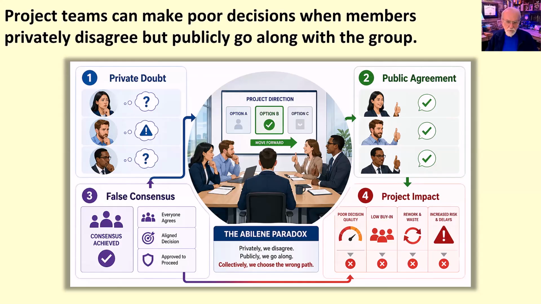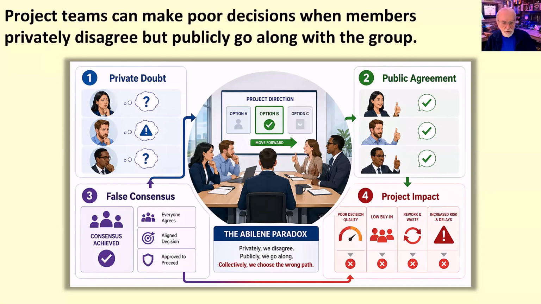The project manager may believe the team is aligned when the team is actually complying without real commitment. And that can lead to poor decisions, weak execution, low ownership, and delayed problem recognition. The project impact can be significant. The team may waste time pursuing work that doesn't make sense, accept risks that may have been challenged, or avoid raising concerns until the project is really in trouble.